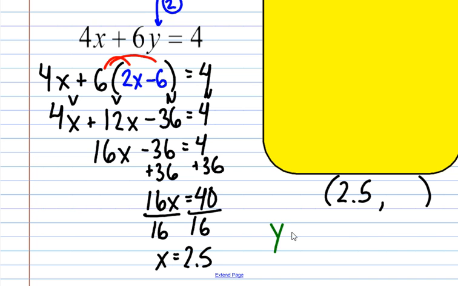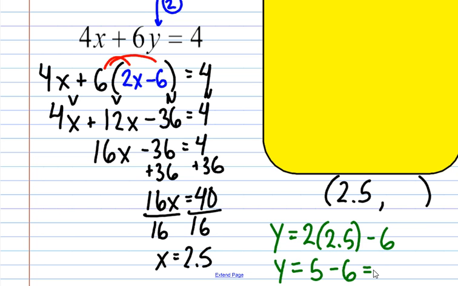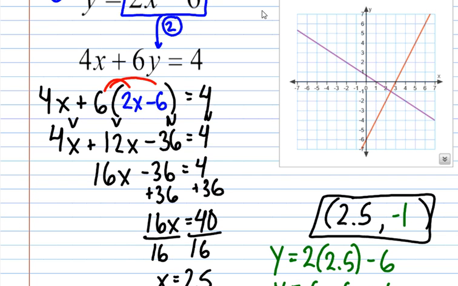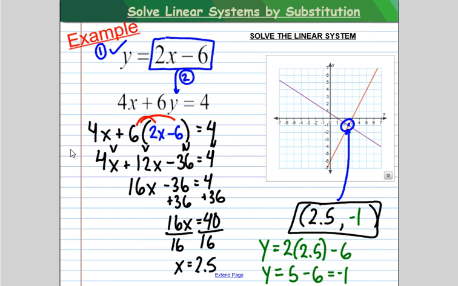When I do that, I'm going to get the equation y equals 2x minus 6, but instead of writing x now, I'm going to write the fact that I know x is 2.5. So 2 times 2.5 minus 6. 2 times 2.5 is 5, and 5 minus 6 is negative 1. So that means that these two lines should cross at (2.5, negative 1). And if I have technology help me out, you'll see that they do indeed cross at (2.5, negative 1). So we did it right.